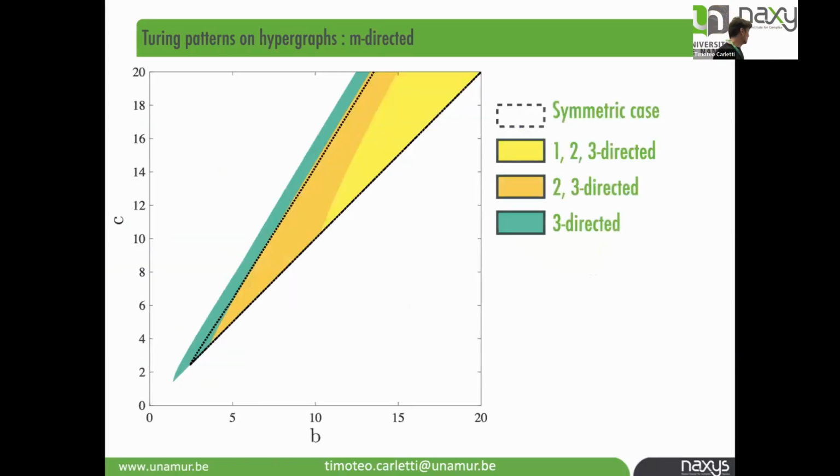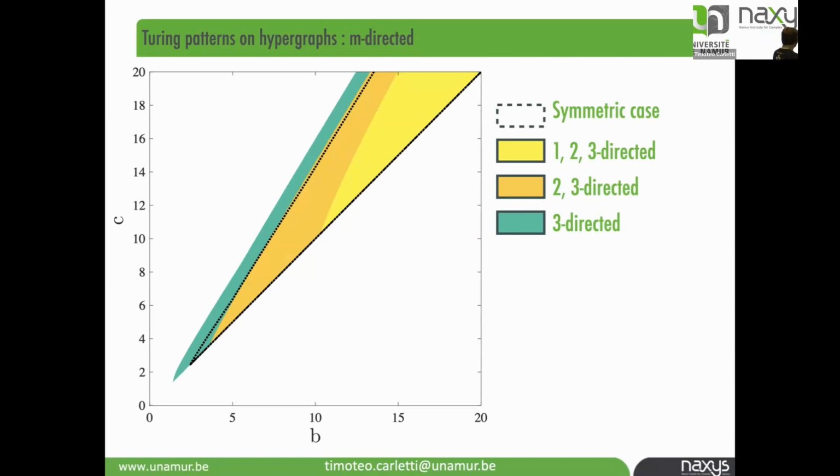So this is just a summary of this example, where again, the planes B and C, I put, you have to assume that the green is also behind the yellow and the orange is also behind the yellow. So the black lines is the symmetric case. So there are all the parameters B and C for which I have Turing pattern on the symmetric case.